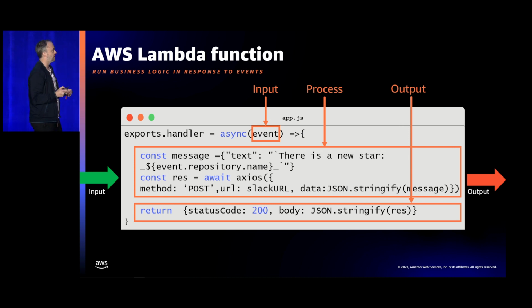Then we have the Lambda function itself. Now, this is the process part of our little equation here. So Lambda is a service that runs code that you upload to it in response to events. And crucially, you only pay for the amount of time that your code is running, down to the single-digit millisecond, at a certain memory that you've configured for it. And that's really important. We'll come back to that point a few times, I think, in this talk.